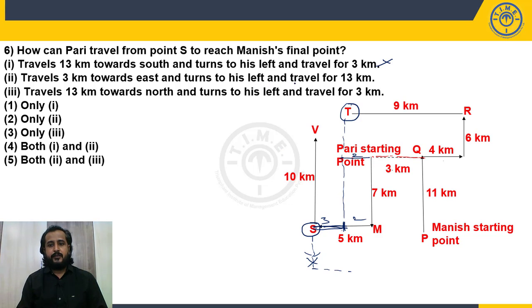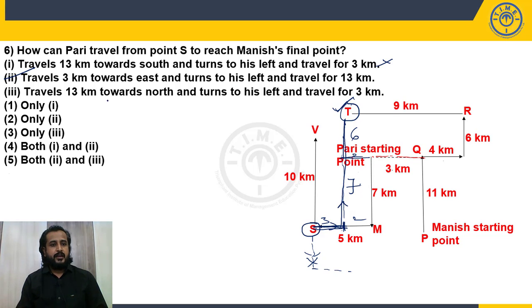And then turns to her left and travels 13 kilometers. So while moving east, left will be north. Okay. 13 kilometers. Let's check that this distance is 13 kilometers. If it is exactly 13 kilometers, she can reach point T. Till here, how much is the distance? 7. And this distance is how much? 6. 7 plus 6, 13. Perfectly matching. So 2. But I need to check the 3, because the fifth option is both 2 and 3.